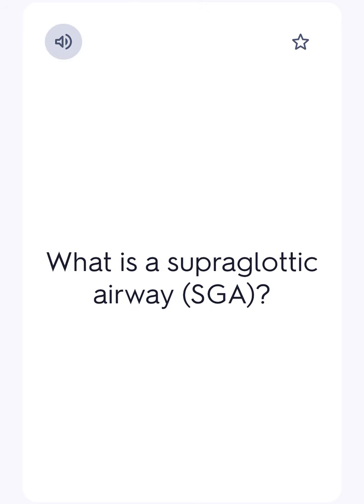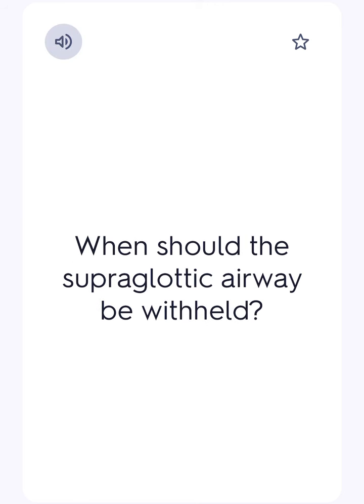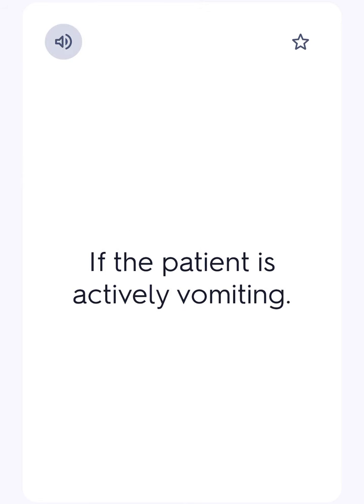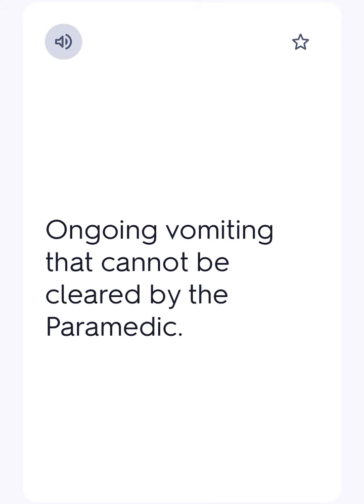What is a supraglottic airway? A device used to maintain an open airway above the vocal cords. When should the supraglottic airway be withheld? If the patient is actively vomiting. How is active vomiting defined? Ongoing vomiting that cannot be cleared by the paramedic.